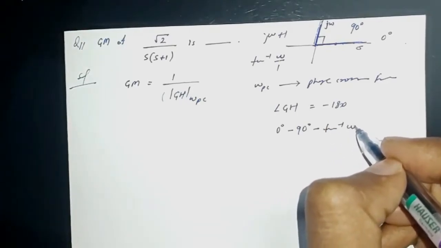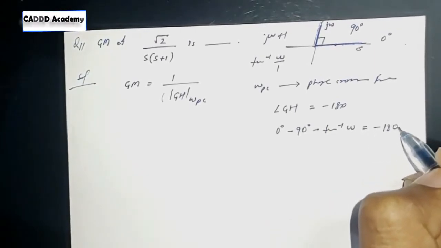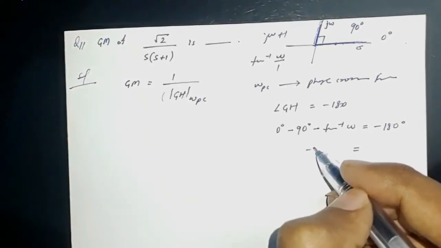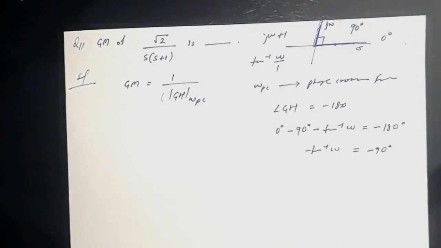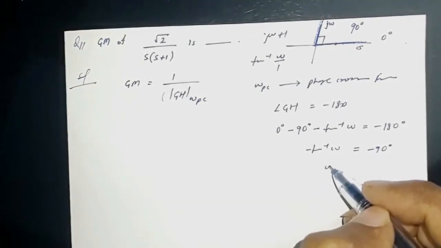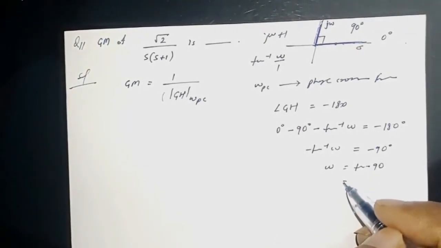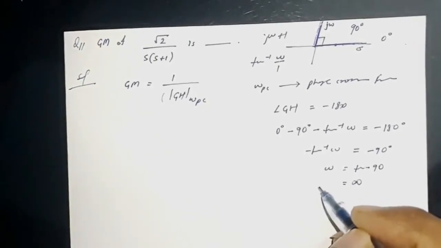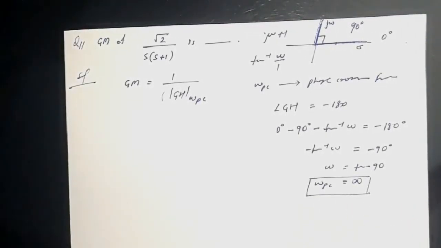Minus tan inverse omega by 1 is equal to minus 180 degree. So from here we can calculate the value of omega. That will be minus tan inverse omega is equal to minus 90 degree. So omega is equal to tan 90, and that is infinity. So now from here we know that omega pc is equal to infinity.